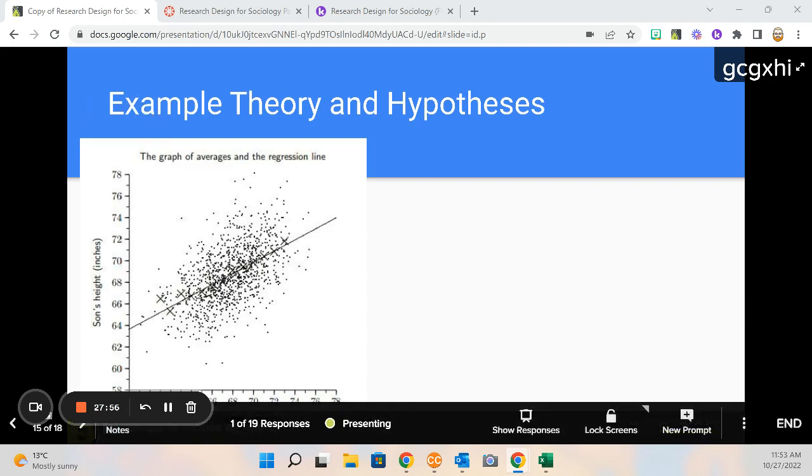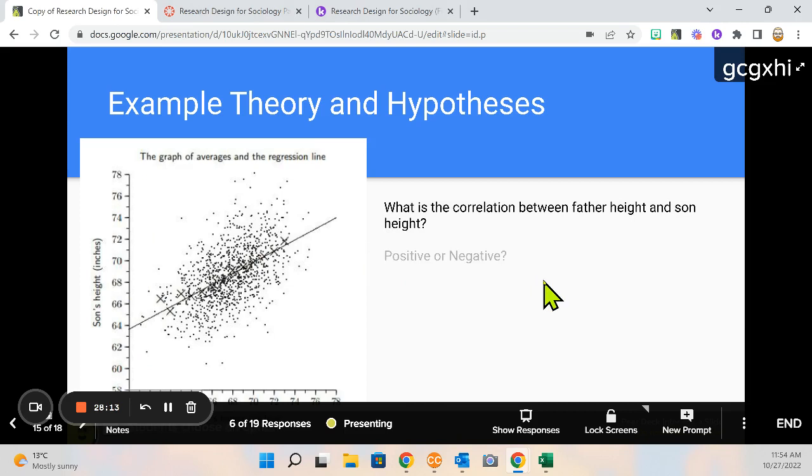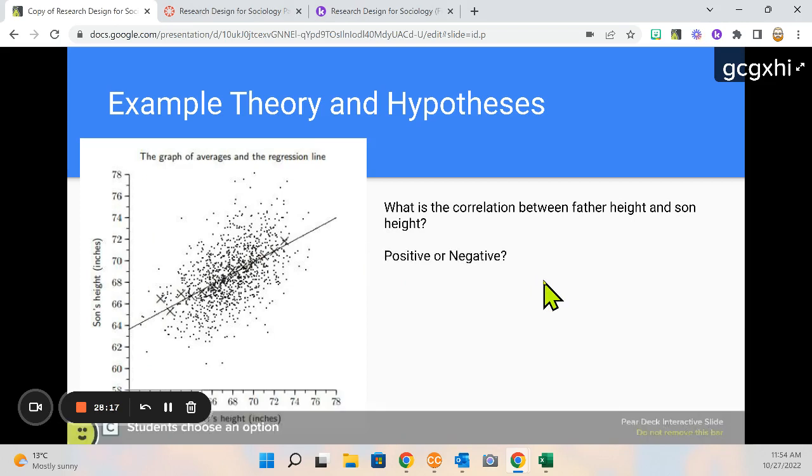All right, looking at this graph, on the x-axis, we have father height in inches, and on the y-axis, we have son's height in inches. Father's height gets bigger, son height gets bigger. Is the correlation between father height and son height positive or negative? Well, tell the Pear Deck, Griffin. Tell the Pear Deck.